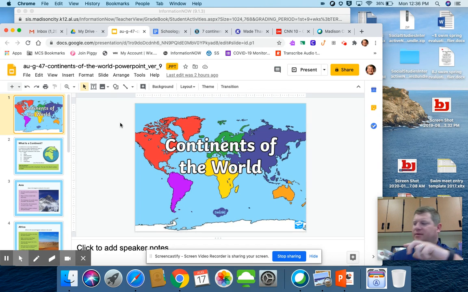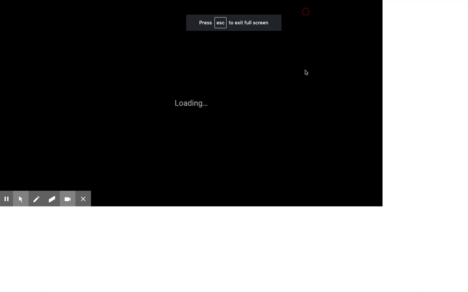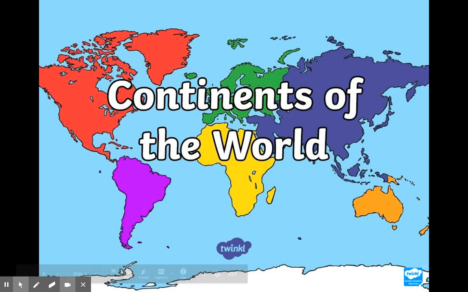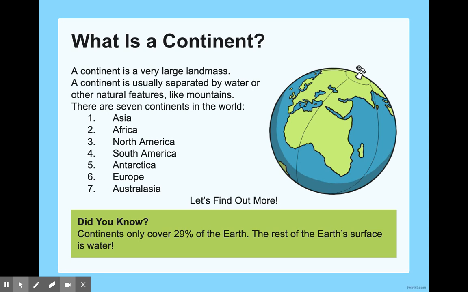So let's get started. Today we're going to talk about the seven continents of the world. We talked about this the other day: when we're dealing with the continents or maps, we want to look at what is around us so we know where we are. A continent is a very large landmass. A continent is usually separated by water or other natural features like mountains. There are seven continents in the world.